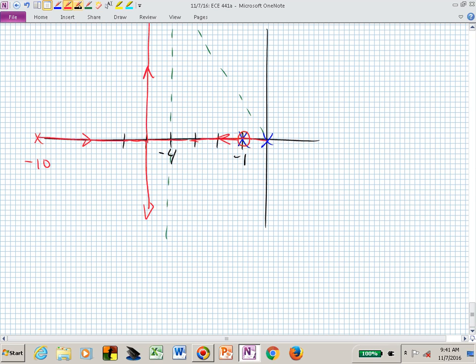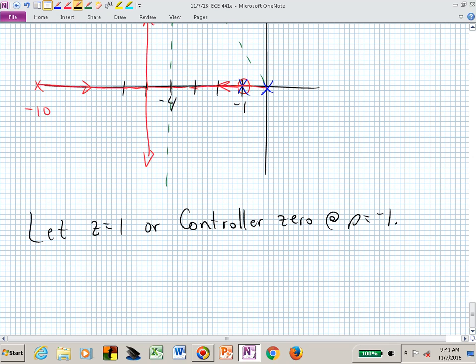Let me write down what we've done. We actually just said let z equal 1, so now our controller zero is at s equal -1, and that now canceled the open loop pole at s equal -1.